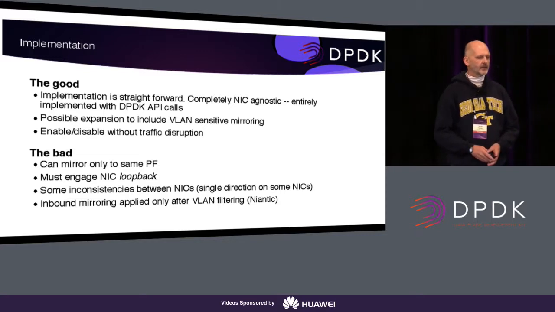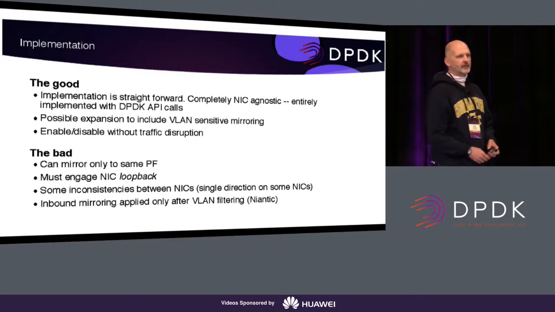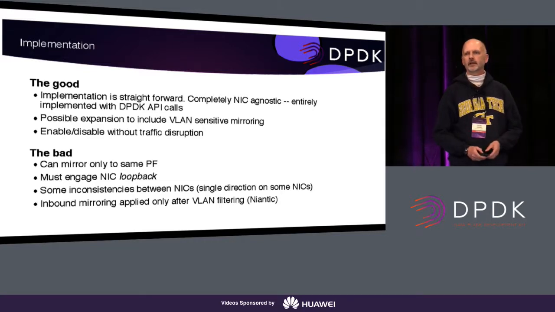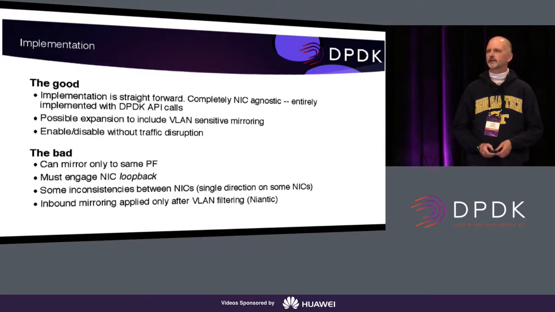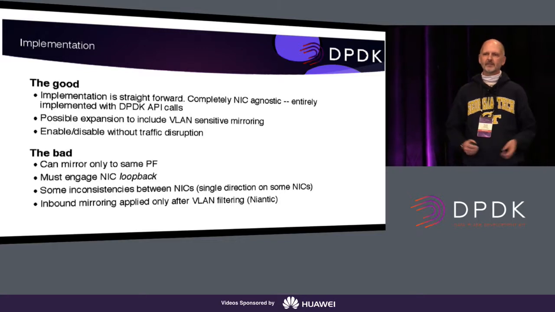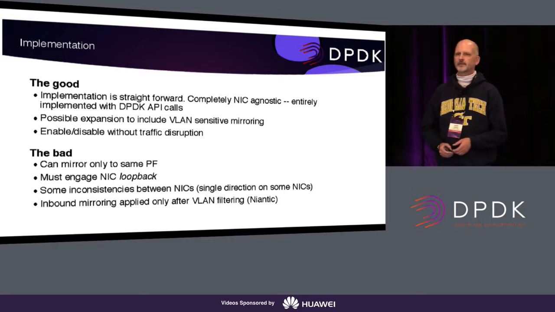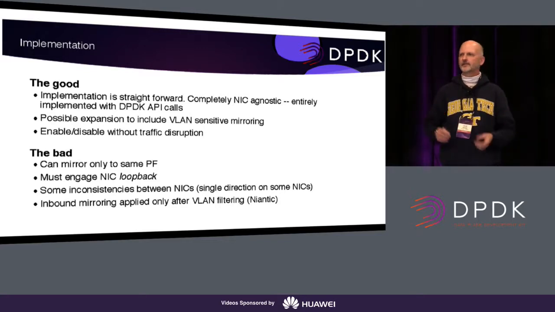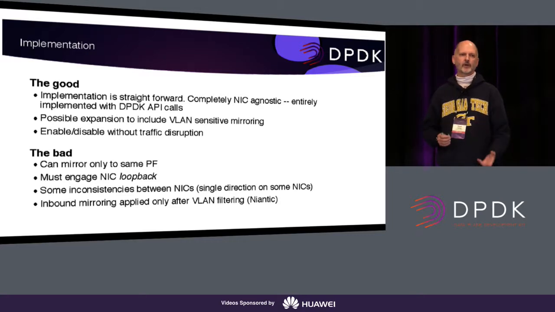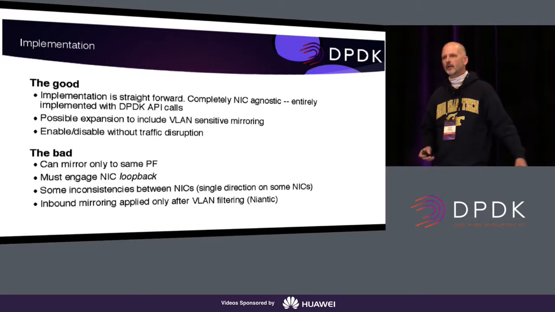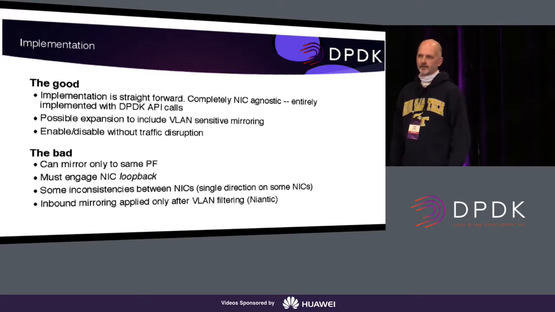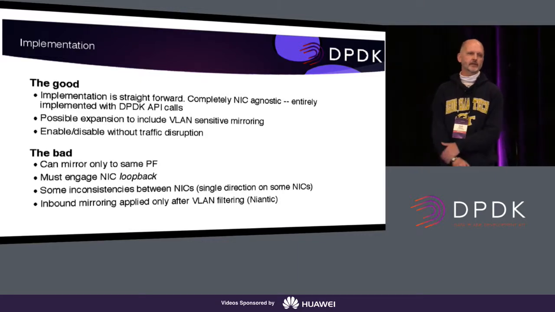And then inbound mirroring is applied only after the VLAN filtering, and this is specifically to the Niantic-based NICs. But that can be a problem only from the perspective that I might have some inbound traffic that's being dropped because the NIC isn't passing it along because the VLAN header is wrong. So there are cases where we might miss some things.